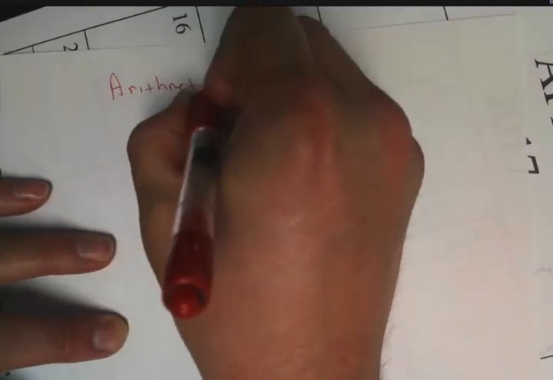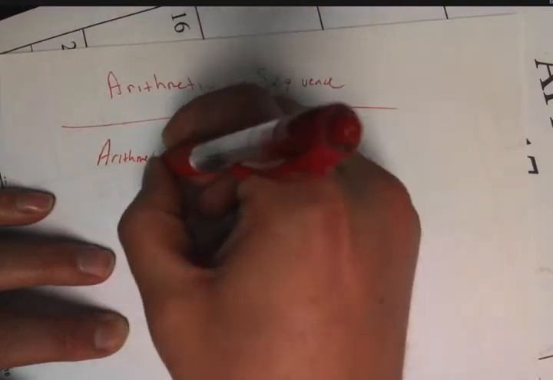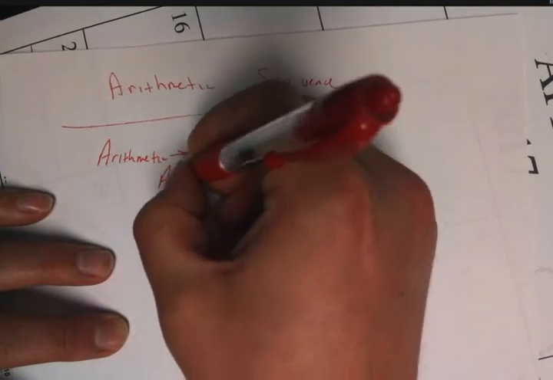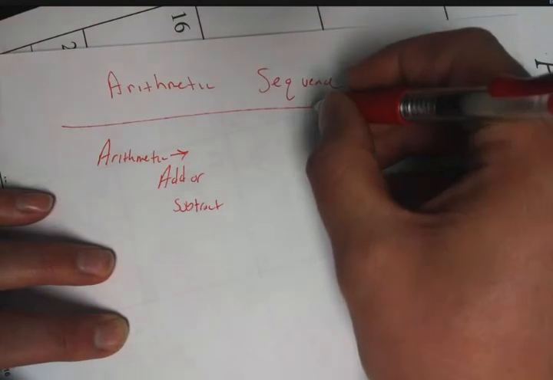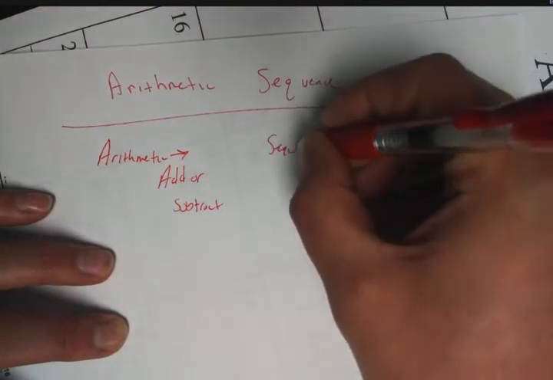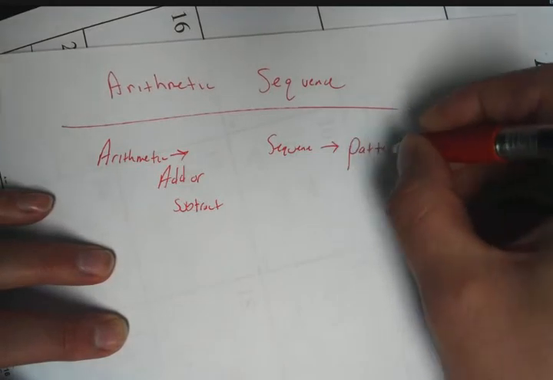Alright, so today I want to talk about arithmetic sequences. Now, when we look at this topic, there are two parts here. The first part being the word arithmetic. Now, arithmetic we can associate with the words add or subtract, while we associate the word sequence with pattern, a pattern of numbers.